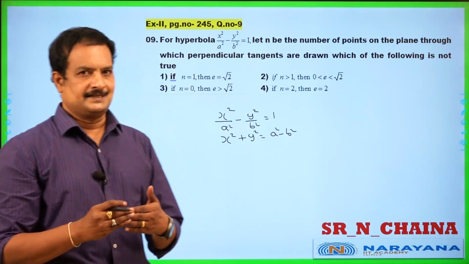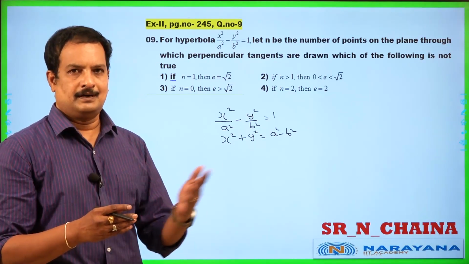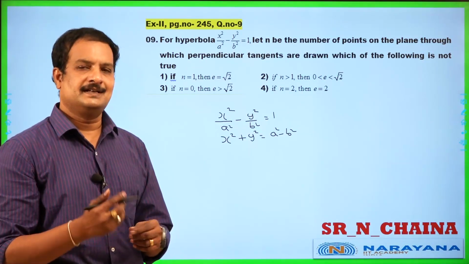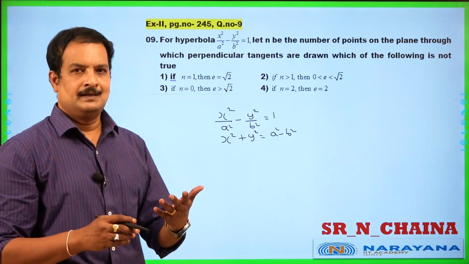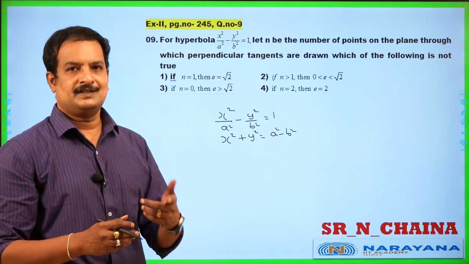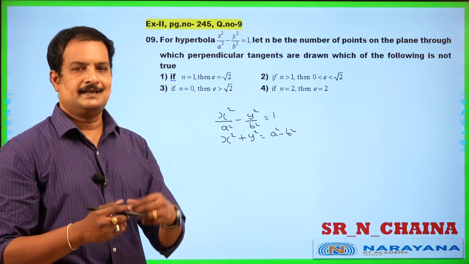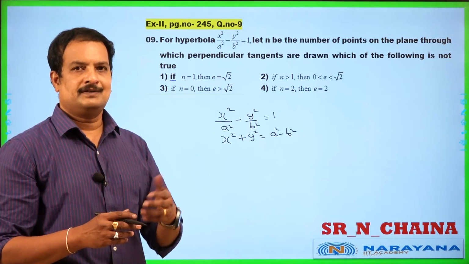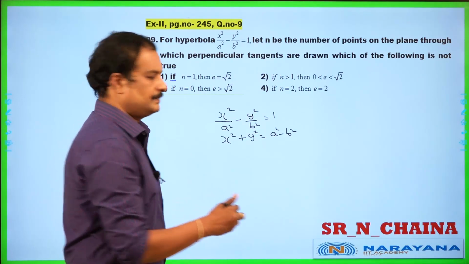Here different possibilities arise. Suppose no perpendicular tangents are possible for this hyperbola. That means obviously a square is less than b square. So if you cannot draw the perpendicular tangents to the hyperbola, the director circle does not exist. In that case, a square is less than b square. Suppose a square is equal to b square, then we will get a point circle which coincides with the center of the hyperbola. If a square is greater than b square, then obviously more than one pair of perpendicular tangents can be drawn. That's why three cases we are obviously supposed to take.